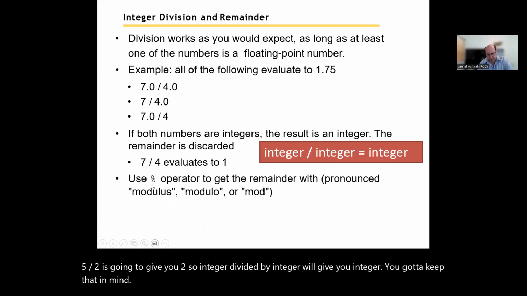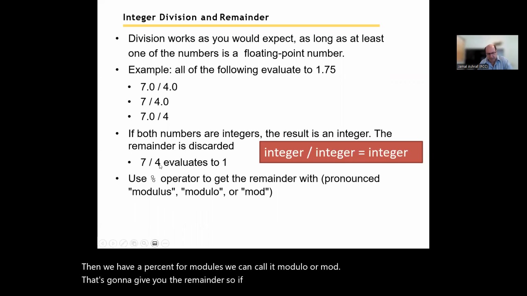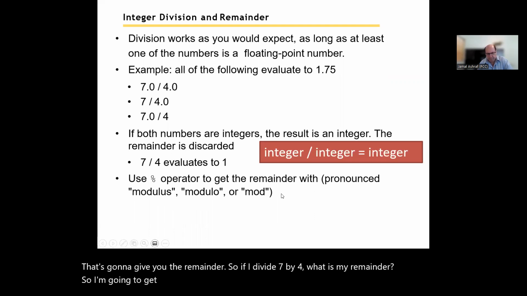Then we have a percent for modulus. We can call it modulo or mod. That's going to give you the remainder. So if I divide 7 by 4, what is my remainder? I'm going to get 1 remainder of 3.